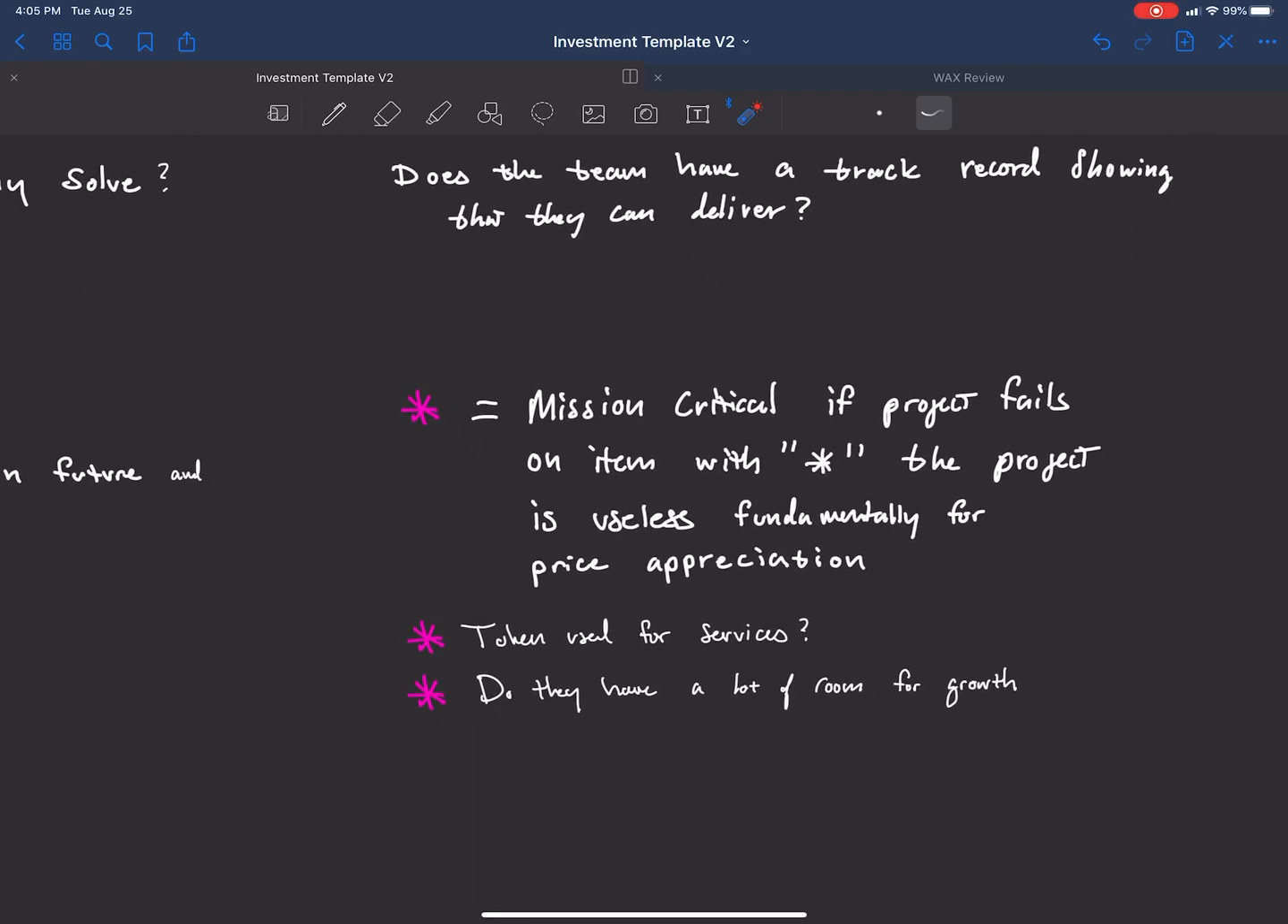And then I get to the point of these two mission critical components of every project: is the token used for the project services? Is the token tied to their success? There are some companies that have very good marketing teams, good relationships, and I expect them to do a lot in the world, but the token's not going to participate in the profits because the token models are bad. And also, do they have a lot of room for growth for their target market? So if they don't have these two things, I'm not even going to consider the project.